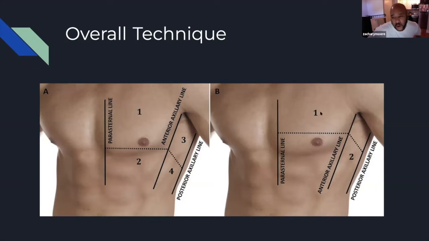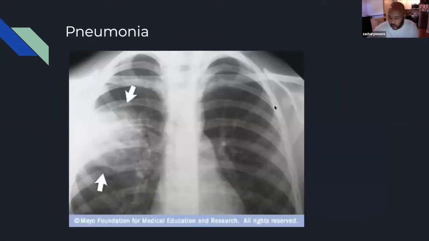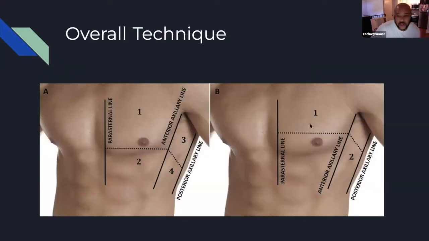And then these markings that I have in the picture represent different zones. So, as you can see on the right, this is zone 1, this is zone 2, and this will be on the left side, and then on the right side would be zone 3 and zone 4. You have 4 zones, 6 zones, 8 zones, 12 zones, 14 zones. It gets pretty substantial. And the whole reasoning behind that is that you want to evaluate the bilateral lobes, both the upper and lower lobes, anteriorly, axillary line wise, and also posterior.